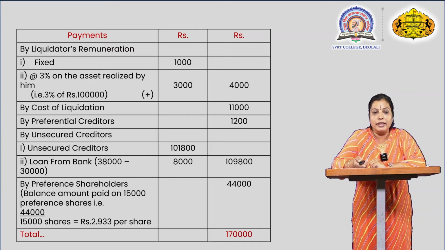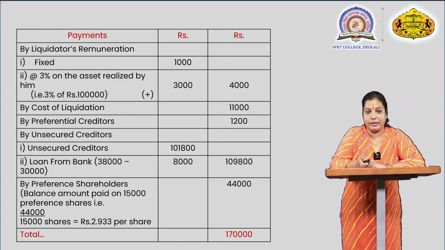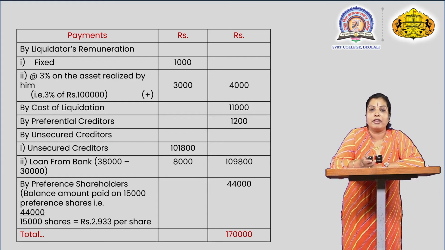is rupees 30,000 and the loan is 38,000. Then 38,000 minus 30,000 is equal to 8,000. The remaining amount of the loan is paid by the liquidators. The last payment is to the preference shareholders, the balancing amount paid on 15,000 preference shares.